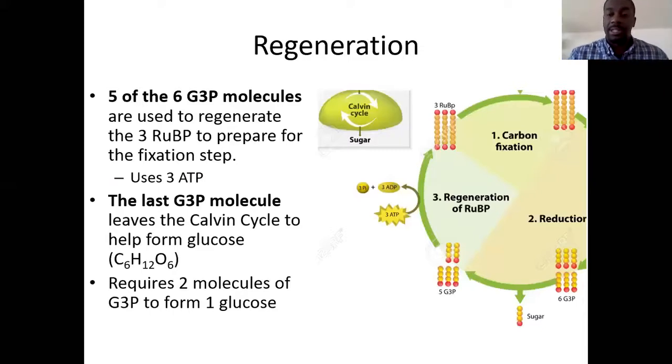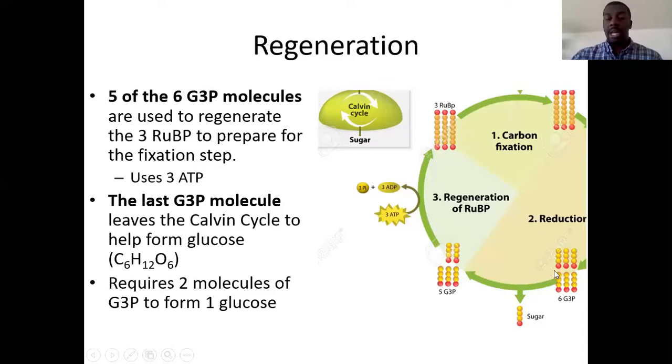So this is the part that's the most important for this whole process to take place, or for helping us form glucose during photosynthesis. Okay, so at this point, we have formed 6 G3P molecules. From 6, 1, 2, 3, 4, 5, 6.